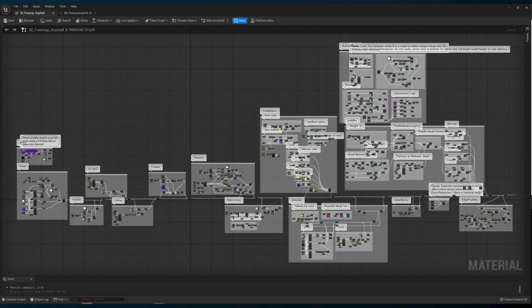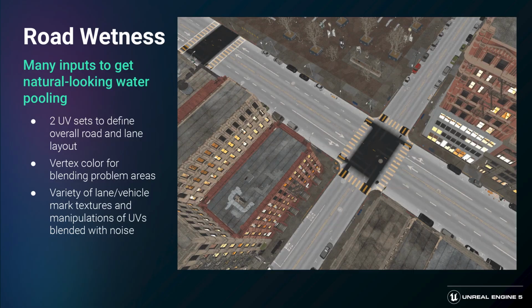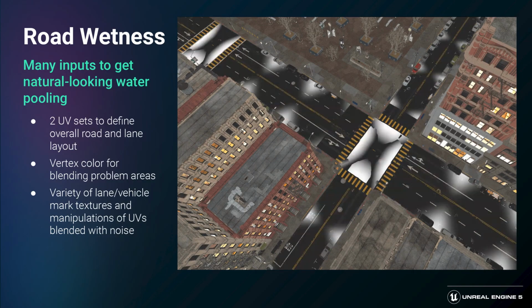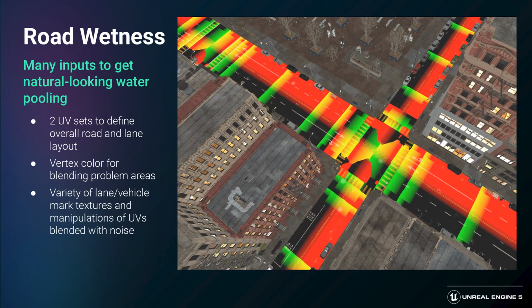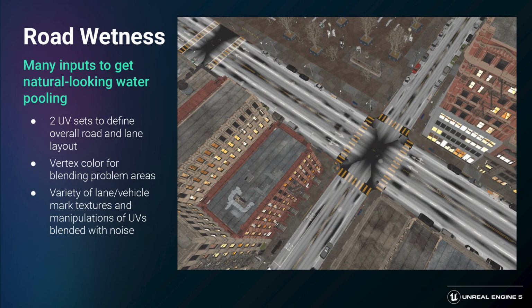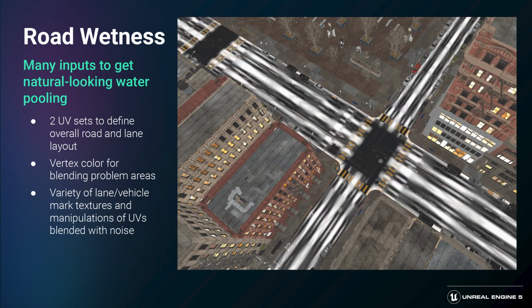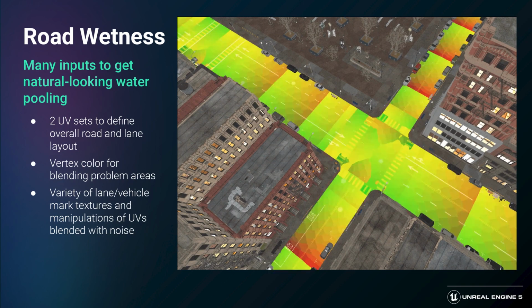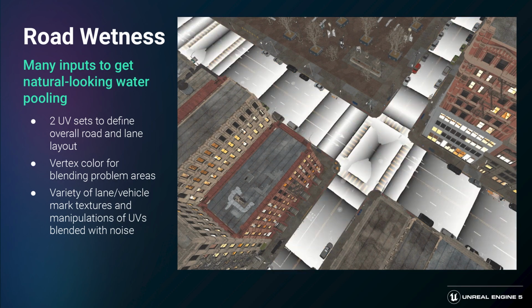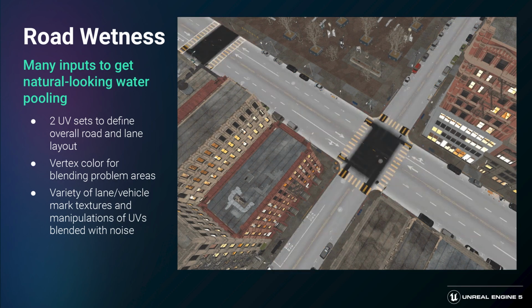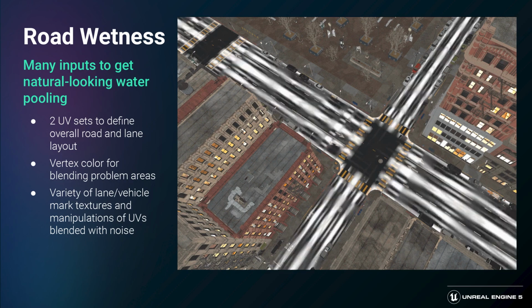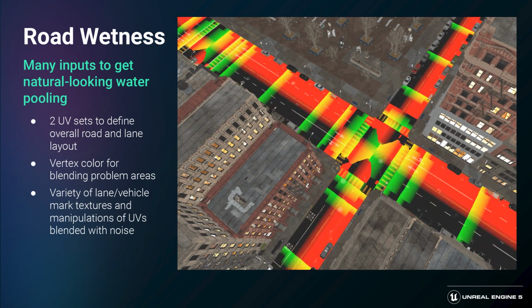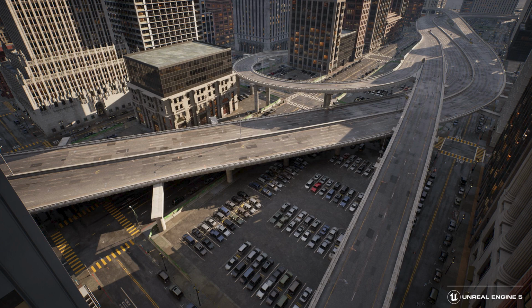Here is our road material with the features I've outlined, as well as others such as the ability to add lane markers and to deal with intersections. Getting the road wetness to look right was one of the biggest challenges of this material. We used many inputs to get a natural-looking water pooling effect. This required 2 UV sets, vertex color information for blending problem areas, as well as a variety of lane and vehicle textures and manipulations of UVs blended with noise to achieve our final result. Here are some images of our completed road material in the world.